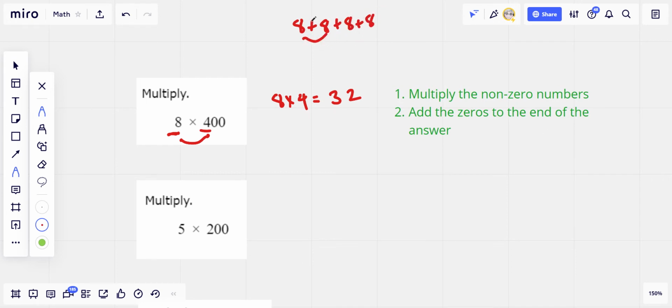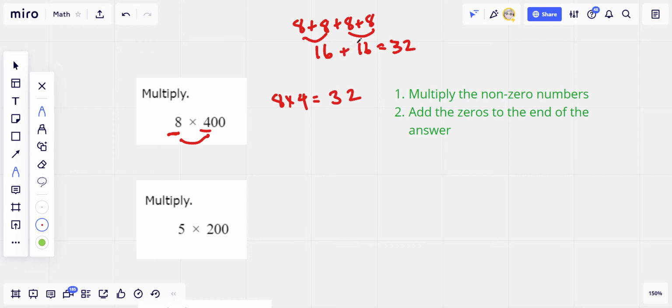8 plus 8, I know that's 16. If I didn't know that 16, I could think about, okay, what do I need to bring this 8 to a 10? And that'd be 2 out of there, and that'd leave 6, and 10 plus 6 is 16. So both of these are 16. And then I have to do the problem 16 plus 16 equals 32.